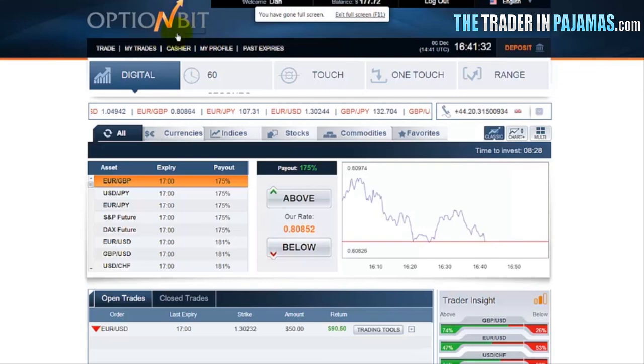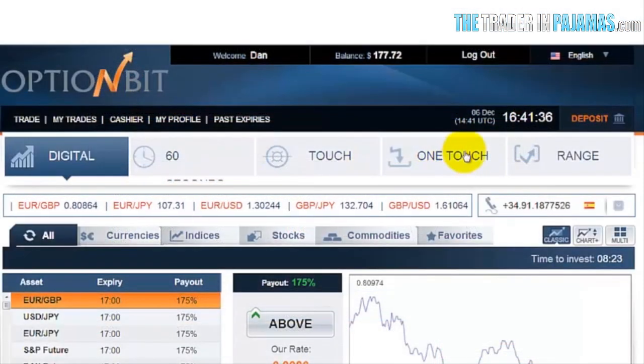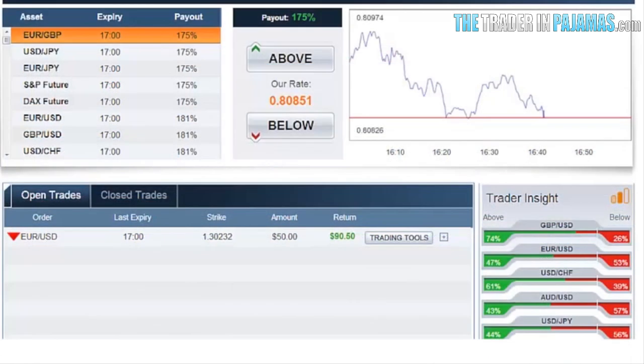Alright, as you can see here, this is OptionBit's binary options trading platform, and on the right, you can see the date again. Now notice I have $172.72 in my account, but this balance is due to the $50 trade that I've already got open, which you can see at the bottom of the screen.